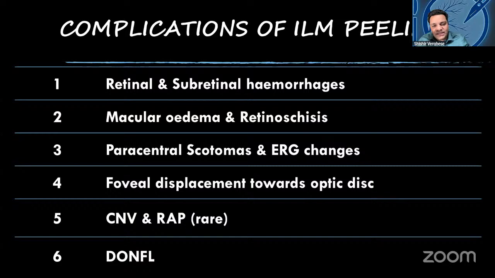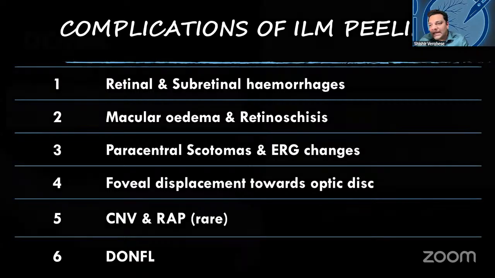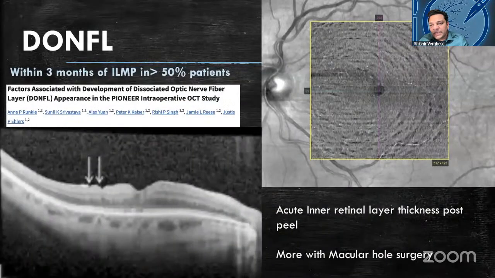Another thing is foveal displacement towards the optic disc, which is very rare, but it has been described when you peel ILM for macular holes. And a couple of case reports describe CNV formation and RAP, which are extremely rare after ILM peeling for macular hole. The most common one we encounter is the DONFL, or dissociated optic nerve fiber layer. That usually happens because of trauma to the footplate of the Muller cell, especially in the nasal region, and that's why they appear in this arcuate shape pattern.